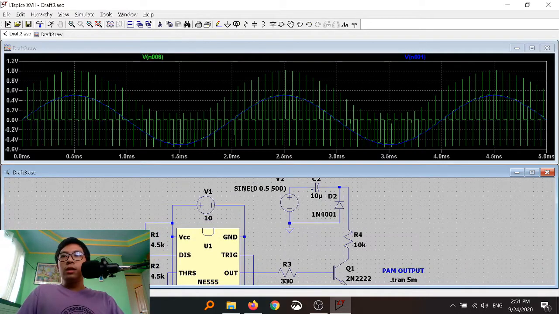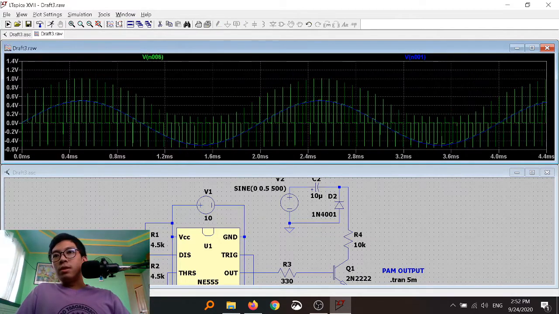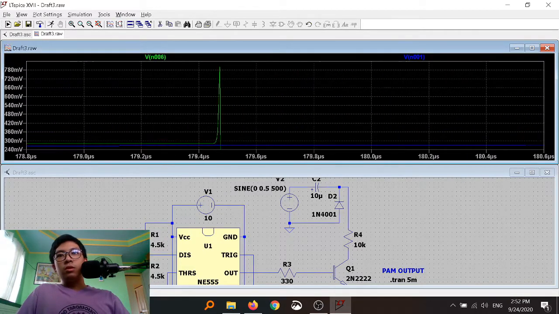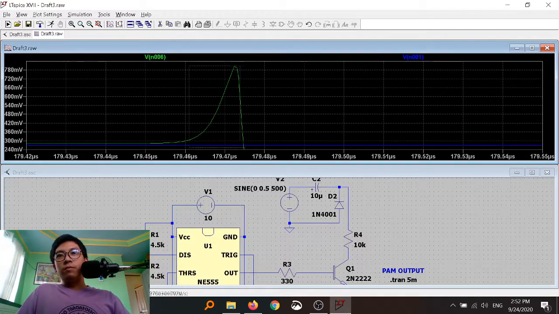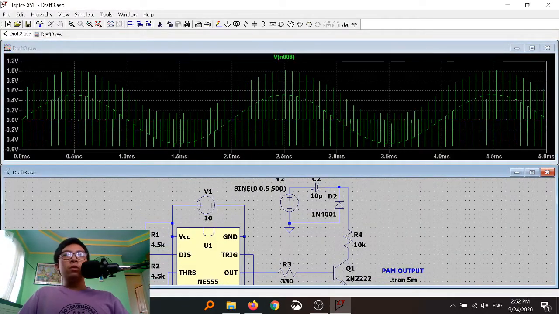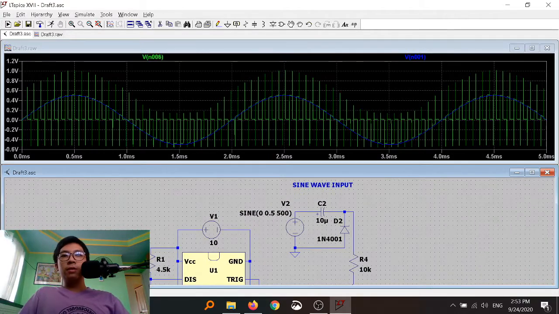So we can see that there are juts coming up. So if we zoom for two of these cycles, you can see that the juts are inconsequential since they are almost microseconds, even picoseconds, I think. Yes, picoseconds in width. So we can disregard those lines going up and going down and just focus on the shape of the wave here. So as we can see, the analog wave is traced by the digital. So we can say that the signal is pulse amplitude modulated.